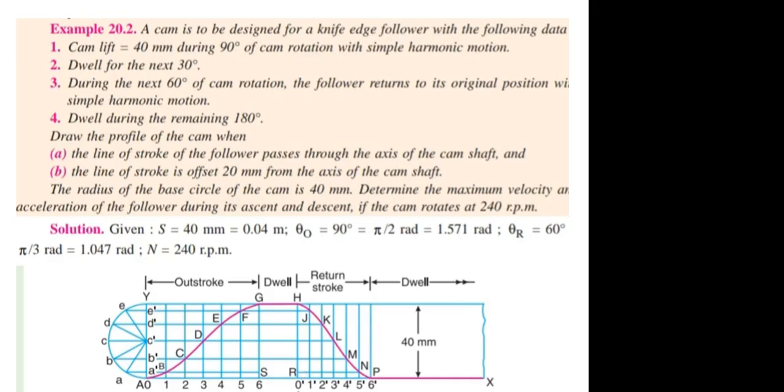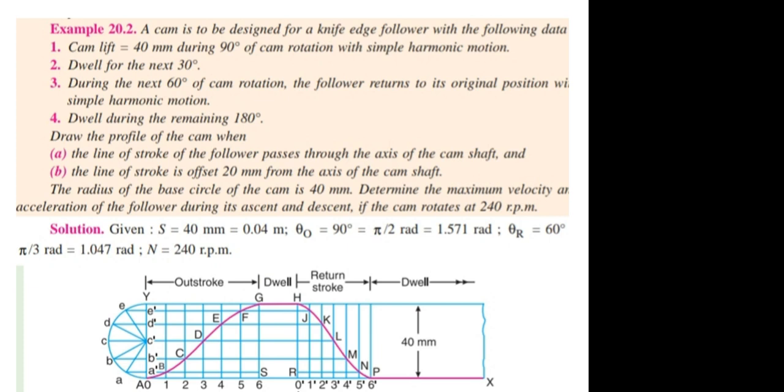Let us see the first numerical related to cam, how to generate the cam. The numerical is like this. A cam is to be designed for a knife edge follower with the following data. First, cam lift is equal to 40 mm during 90 degree of cam rotation with simple harmonic motion. Point number 2, dwell for the next 30 degree. Point number 3, during the next 30 degree of cam rotation, the follower returns to its original position with simple harmonic motion. Point number 4, dwell during the remaining 180 degree.